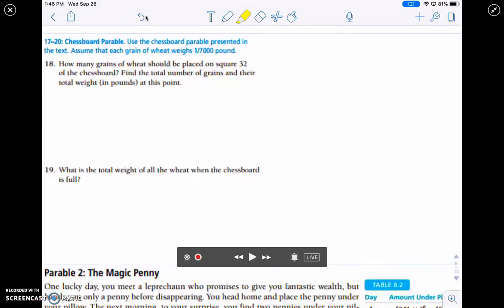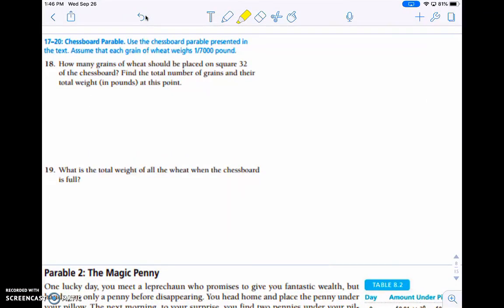Okay, this is part 2, Unit 8A, looking at linear versus exponential growth. And we just looked at a parable of the chessboard, and you'll need to review video 1 to get all the details on that, but we're going to pick up here with this first question. How many grains of wheat should be placed on square 32 of the chessboard?